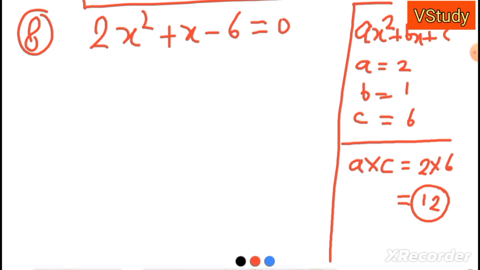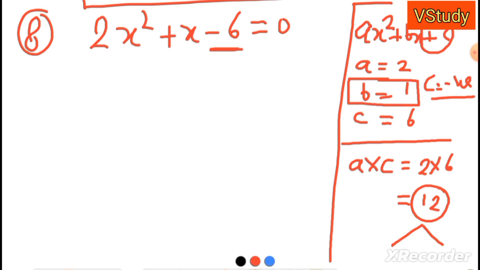Now we have to check the sign of c in the given quadratic equation. The sign of c in this quadratic equation is negative. So we have to find two factors of 12 whose subtraction is equal to the value of b. So that is 4 and 3.